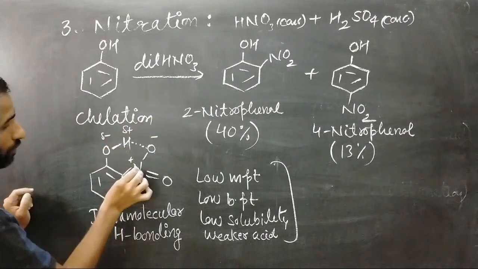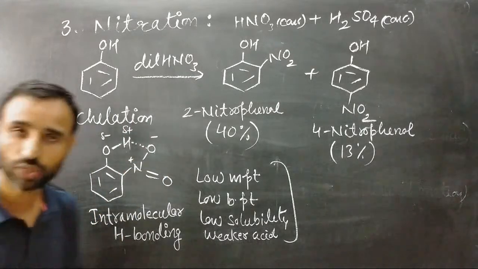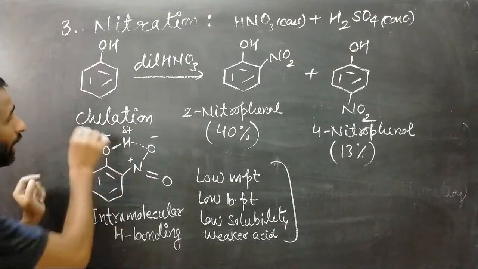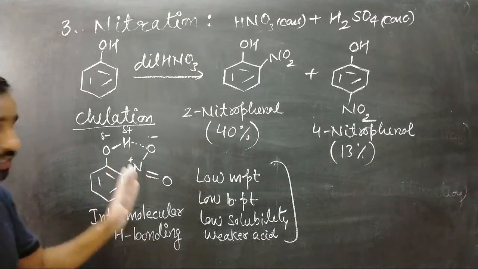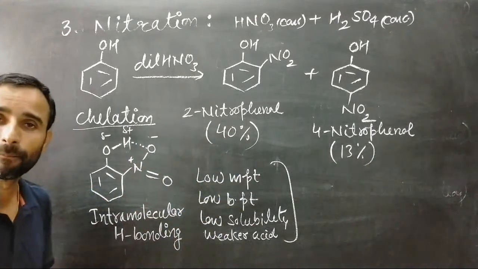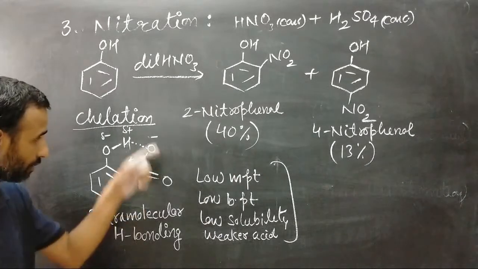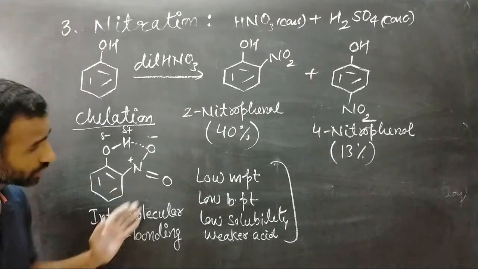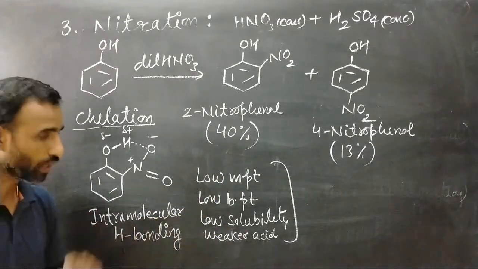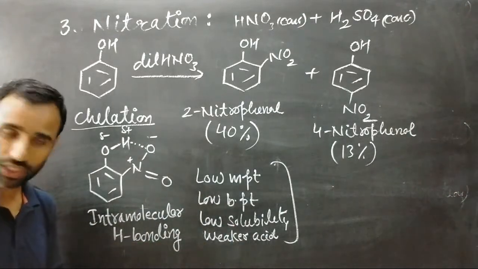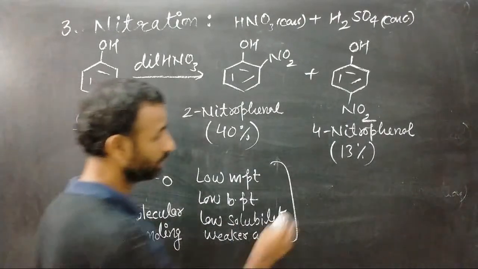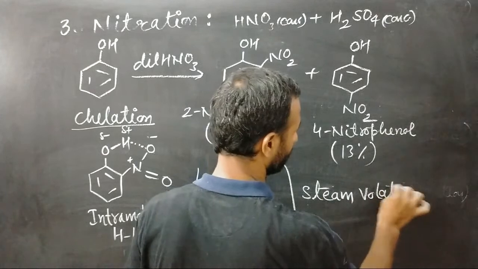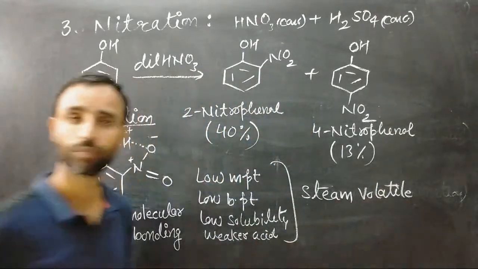A 5 or 6 membered ring is formed by intramolecular hydrogen bonding, and that is called chelation. Because of this chelation, it is not associated with other nitrophenol molecules. It is stable on its own, so it becomes slightly inert. That's why its melting point becomes low, its boiling point becomes low, its solubility decreases, it is a weaker acid, and it becomes steam volatile.